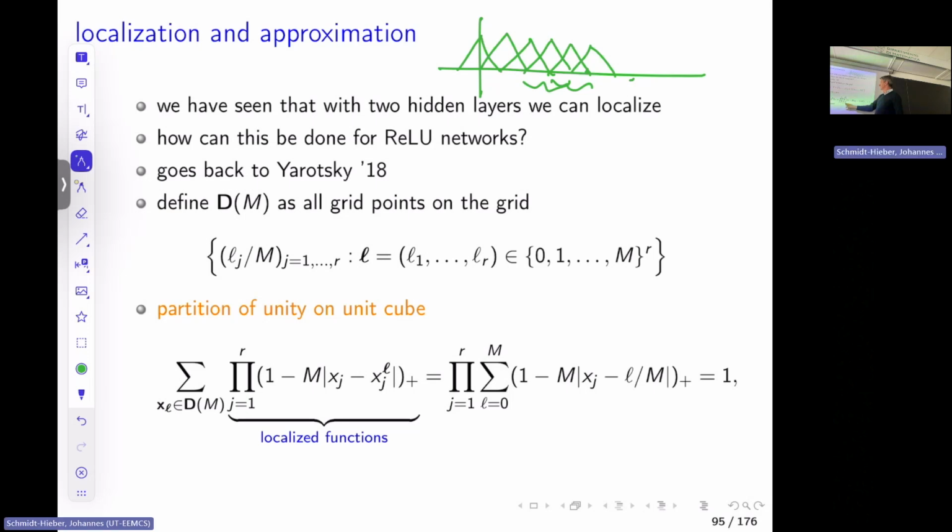I said, all right. Oh, no, sorry. Those ones are the localized functions. I should just read my slides. And this is just the proof that this actually adds up to 1.